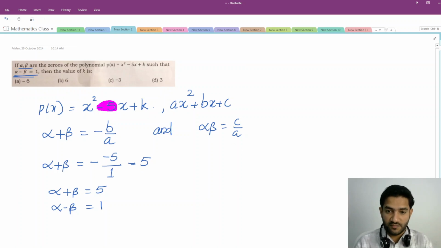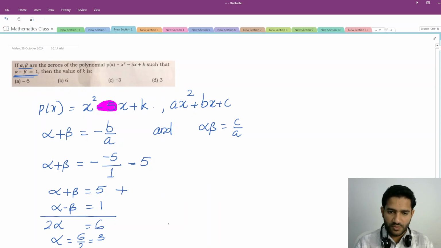So without finding alpha into beta, we can use elimination or substitution, because here we have two variables and two linear equations. So we can add these two linear equations. We can cancel plus beta and minus beta. So it will be alpha plus alpha, 2 alpha, and plus beta minus beta is 0. 5 plus 1, 6. So clearly we will get alpha equal to 6 by 2, which is equal to 3. So alpha equal to 3.